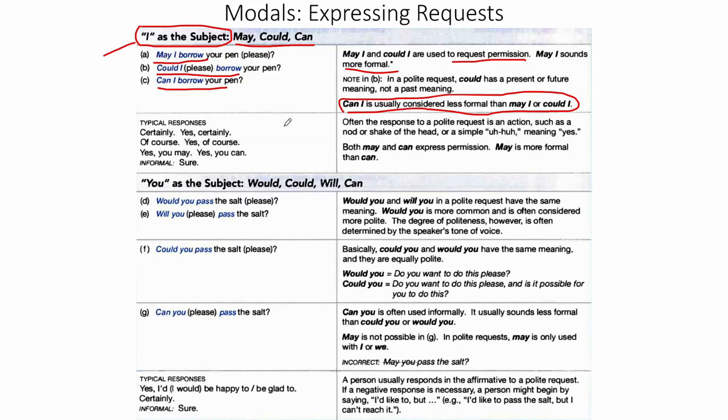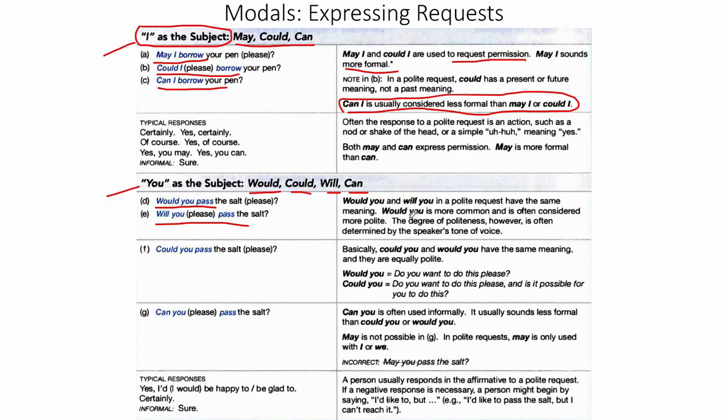Then we have the next rubric, which talks about expressing requests with you as the subject, and in this case we can use the modals would, could, will, and can. So these are the modals that we can use for expressing requests with you as a subject. For example: Would you pass the salt please? Will you pass the salt please? Would you and will you in polite requests have the same meaning. Would you is more common and is often considered more polite.